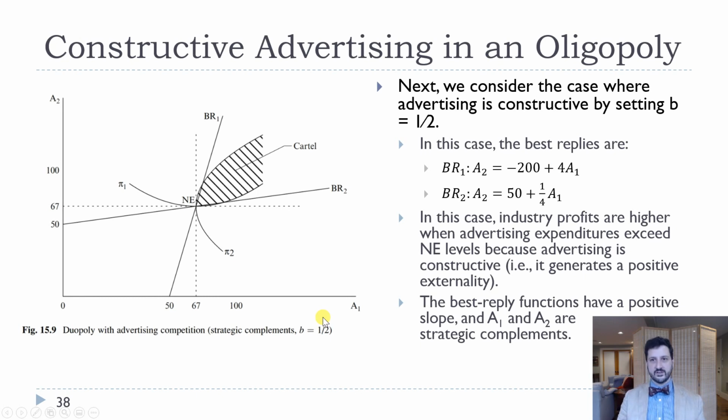Now, if we look at constructive advertising in an oligopoly, we have upward sloping best response functions, right? In this case, industry profits are higher when advertising expenditures exceed the Nash equilibrium. So here, the Nash equilibrium is to advertise 67. But if we can advertise more, because my advertising helps you and your advertising helps me, we'll actually increase our profits. So now we might want to advertise more if we can come to an agreement, right? But I'm only going to advertise more if you advertise more, and vice versa.